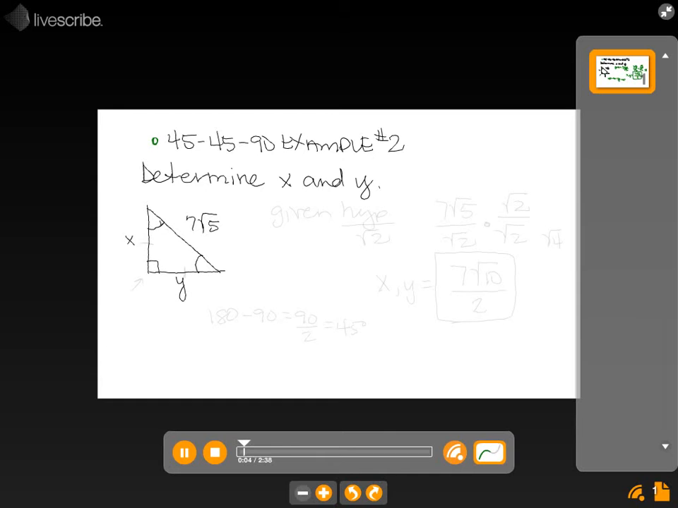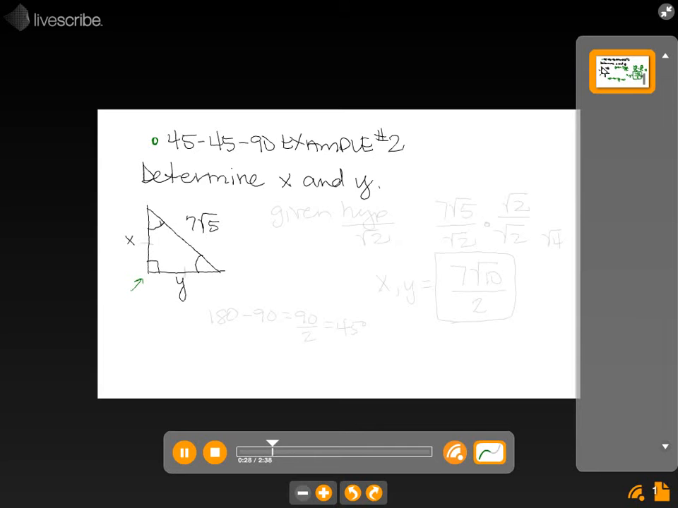Alright, this is an example of a 45, 45, 90 triangle, and it says to determine x and y. Now, let's talk about it. It tells us that it's a 45, 45, 90 triangle in the label to the problem, but let's talk about how we would know if we're just given the picture. If we look at our picture, first of all, we know that it's a right triangle because it's marked as a right triangle in the corner, down here.